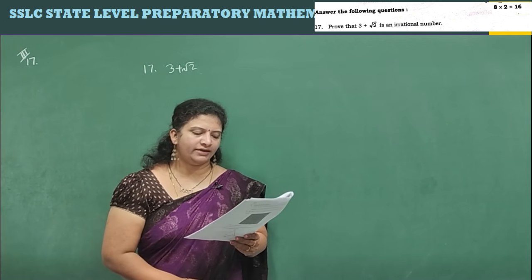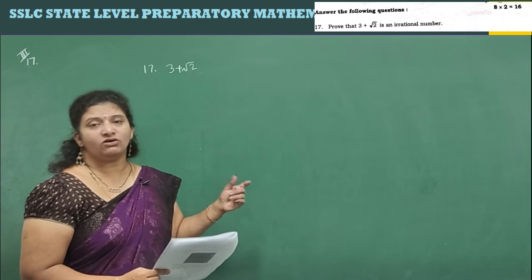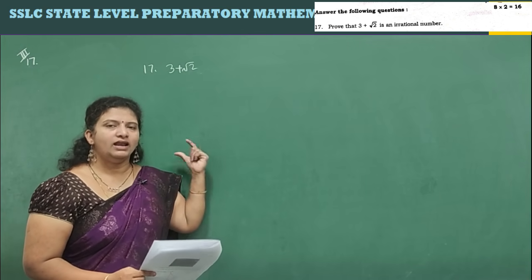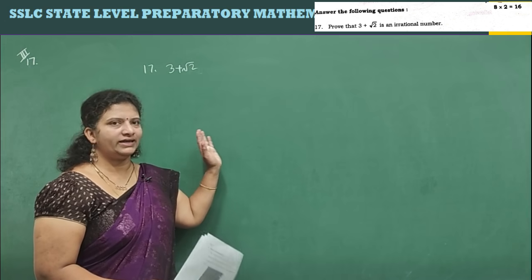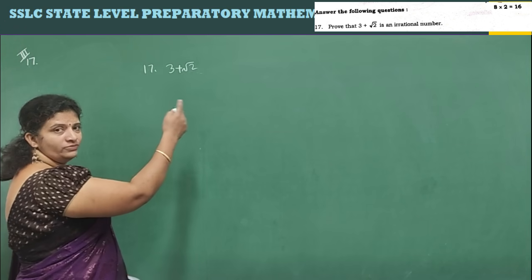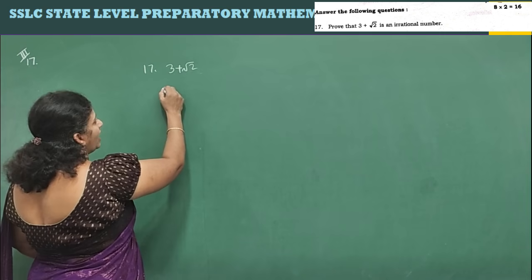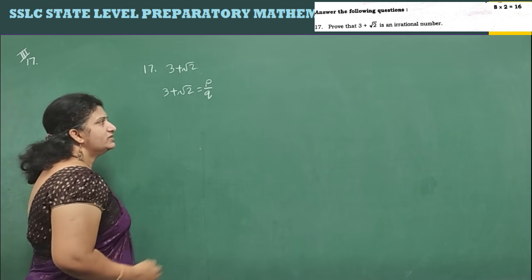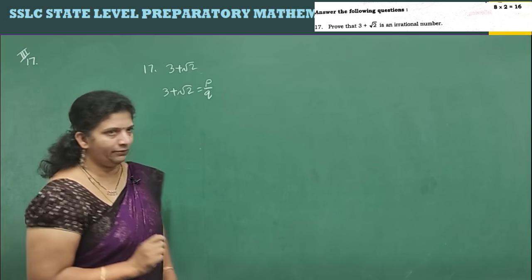17th one, prove that 3 plus root 2 is an irrational number. 3 plus root 2 is already irrational, we need to prove it. How can we prove this? First, write a statement. Let us assume 3 plus root 2 is a rational number. I am not writing full statements in detail, children. I will do the problem in short. If it is rational, I can equate it to p by q form, right? And you can write the statement here: p and q are co-prime integers where q is not equal to 0.